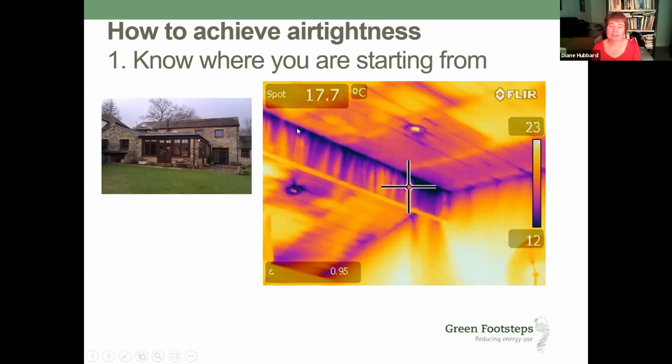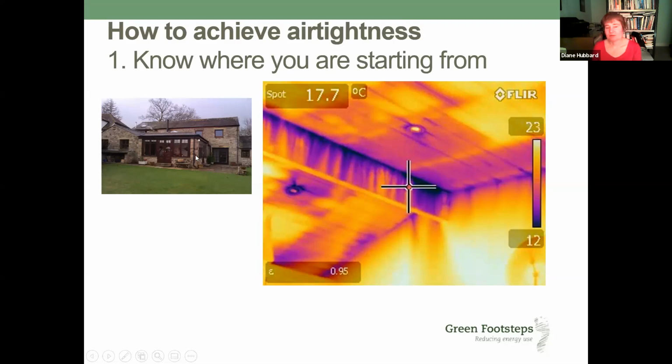And actually looking at it in more detail with a thermal imaging camera, this again was taken when the building was depressurized. You can see we've got all sorts of air leakage, we've got missing insulation in the ceiling, there's all sorts of problems.